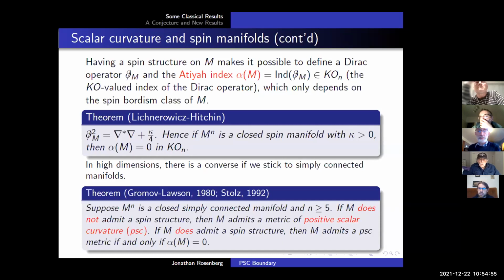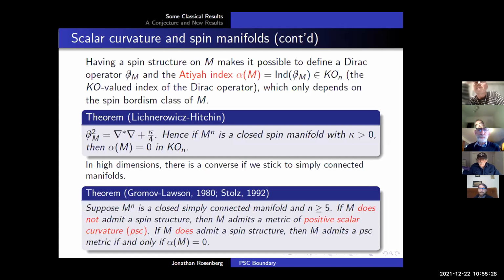I mean, it's unknown if some reasonable property of the spectrum of the Dirac operator would imply the existence of a positive scalar curvature metric. Is that correct? I believe this was asked. No, I mean, that's a good question, but I don't know of anything like that.